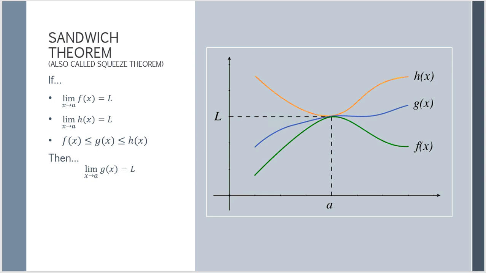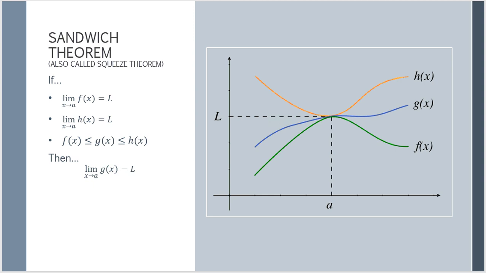And the one I'm interested in is the limit as x approaches a from both sides of the middle function g of x. And the limit as x approaches a for the bottom function is L. The limit for the top function h is also L. And g is always going to be between h and f. In other words, h and f are the bread, g is the meat of the sandwich.